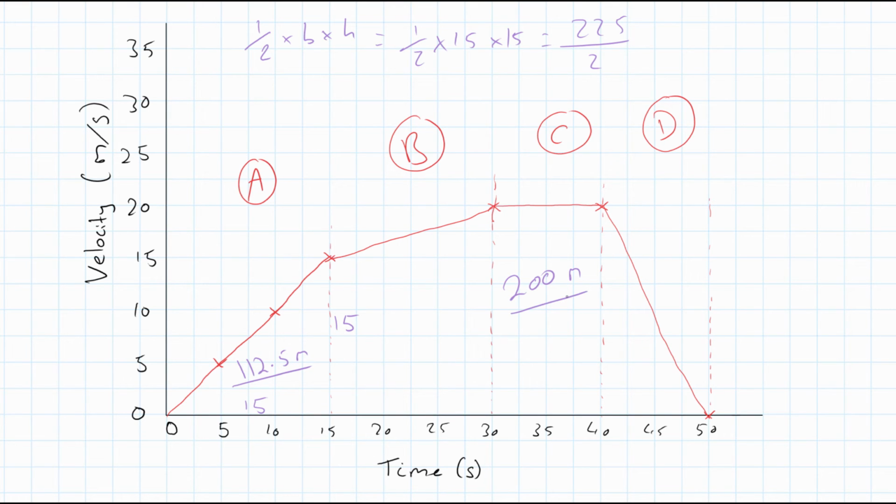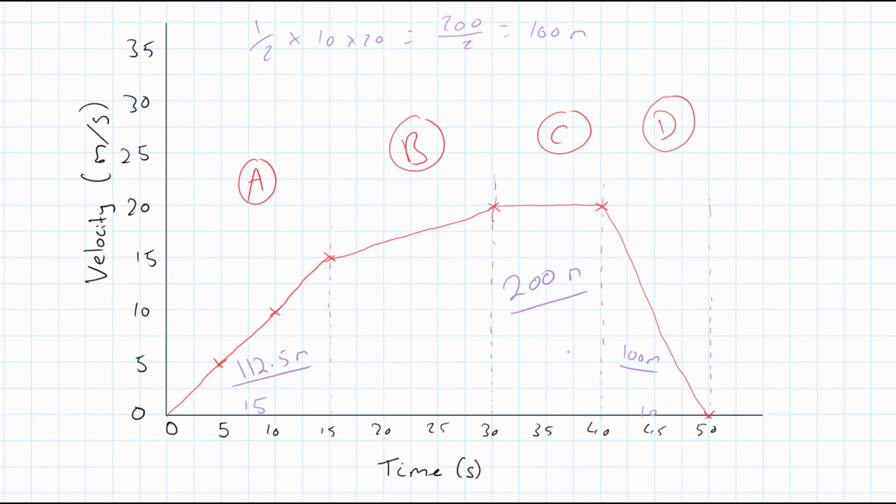All right. Now let's have a look at D, because it's going to be slightly simpler than B. And so the height there is 20, and the base is 10, because it's between 40 and 50. So again, I'd use half base times height, but the base this time is 10, so it's a half times 10 times 20, which equals 200 times a half, which equals 100 meters. So 100 meters are traveled in part D of the journey.